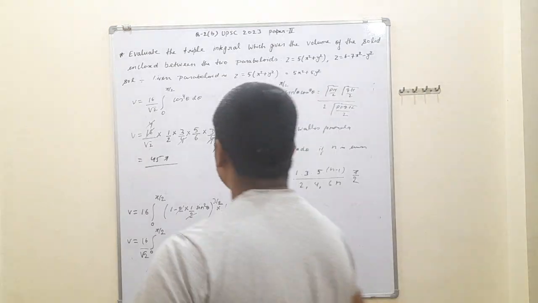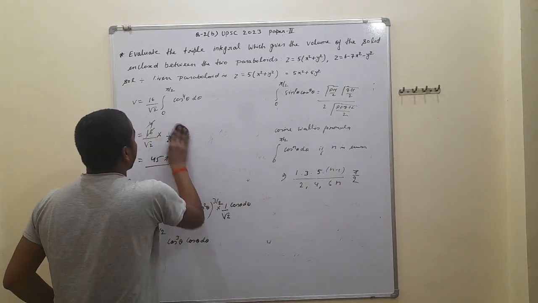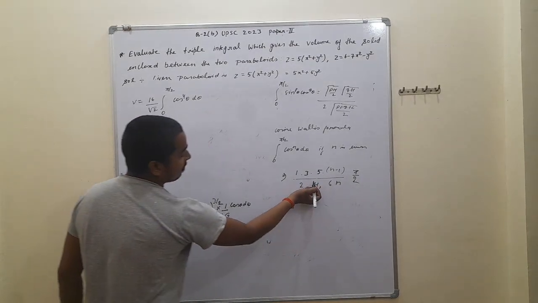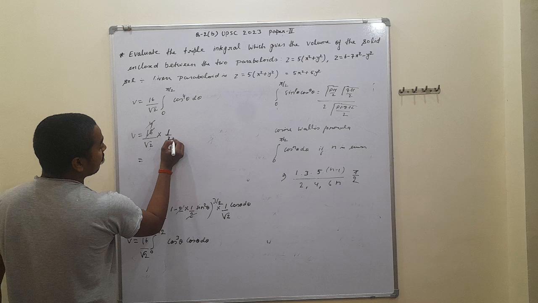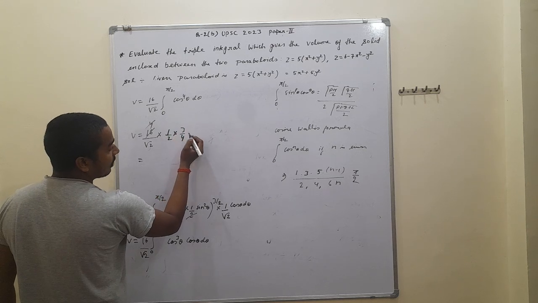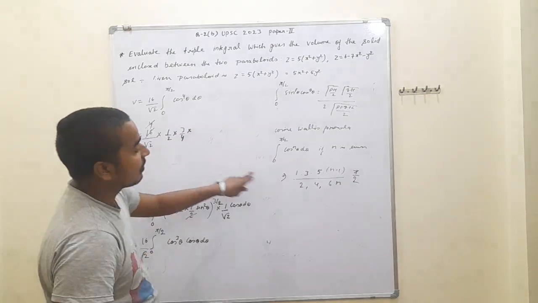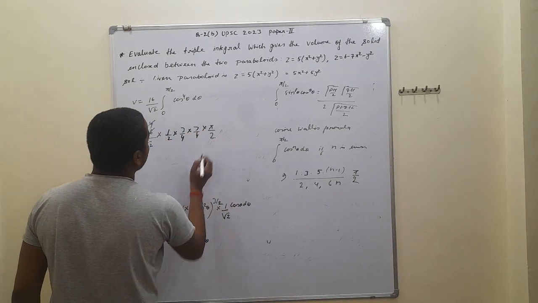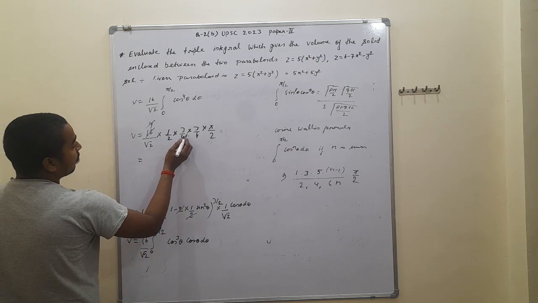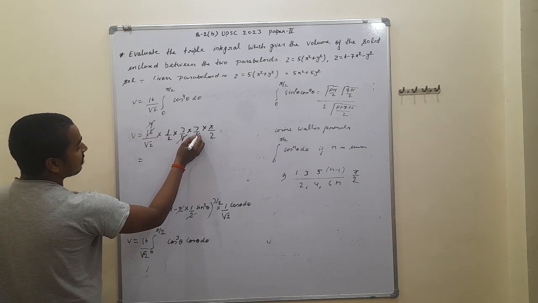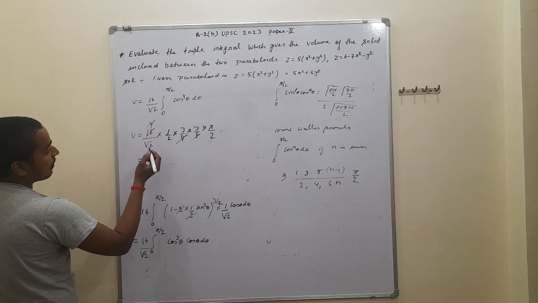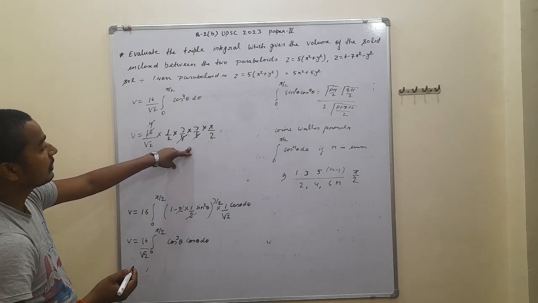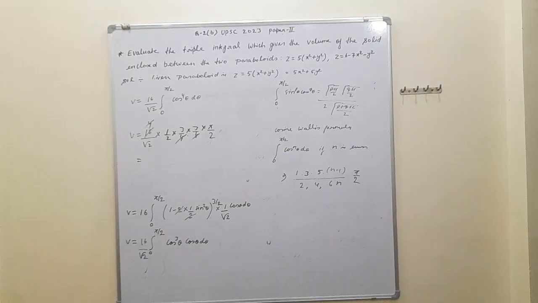We take 1 by 2 into 3 by 4 into 3 by 4 into 3 by 4 into pi by 2. From here, 4 times 4 is 16 and cancels out, and the remaining 4 also cancels out, giving 3 times 3 is 9. One second, some mistake: the 1 3 5 formula was a misprint.